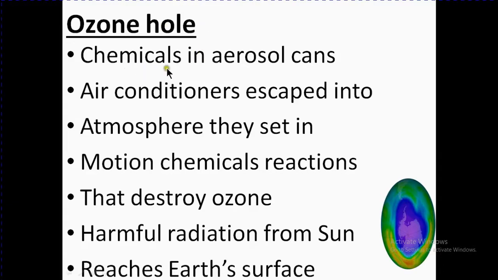Ozone hole. Chemicals in aerosol and air conditioners escaped into the atmosphere. They set in motion chemical reactions that destroy ozone. What happens when these chemicals are emitted into the air and start the reaction with ozone? They start the reaction with the oxygen layer, damage it, and destroy the layer. Harmful radiation from the sun reaches Earth's surface.